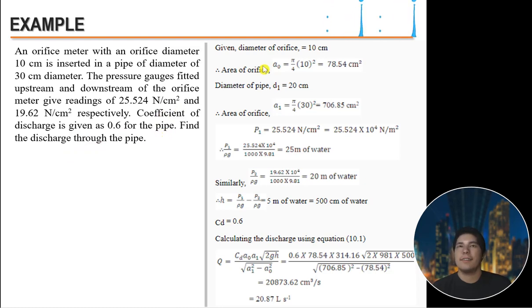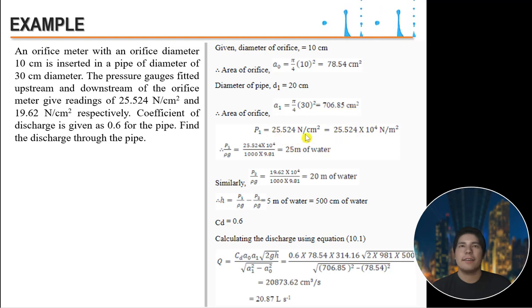So given the diameter of our orifice, which is 10 cm, we can get the area of the orifice, which is 78.54 square cm. Given also the diameter of the pipe, which is 20 cm. So we can now get... this must be 30 cm. Apology for that. So we can now get the area of the pipe, which is 706.85 square cm.